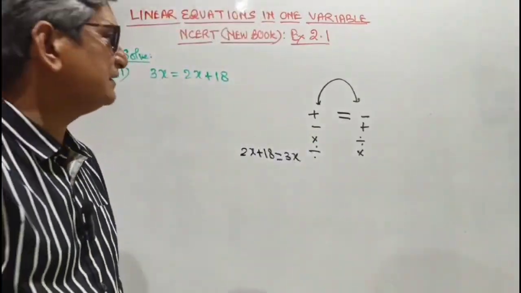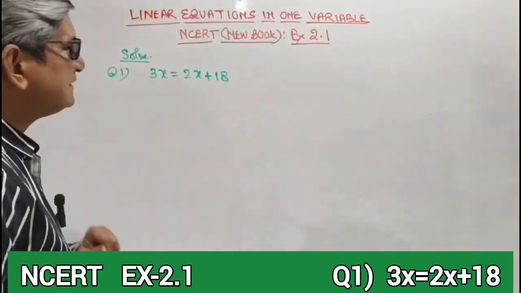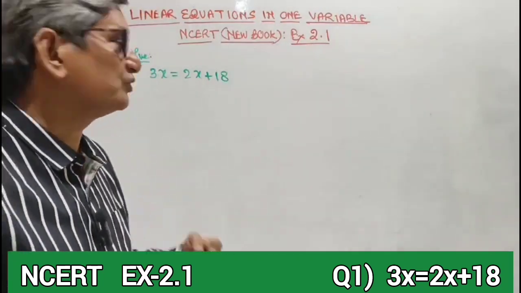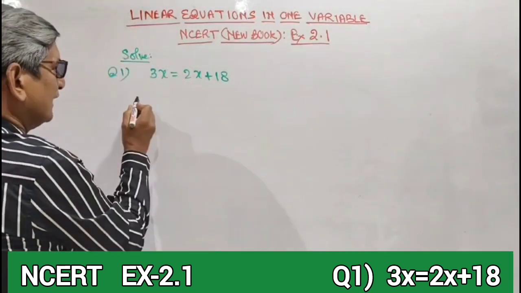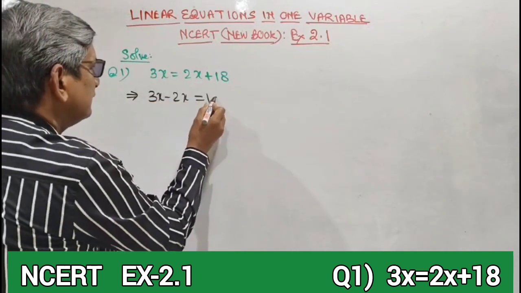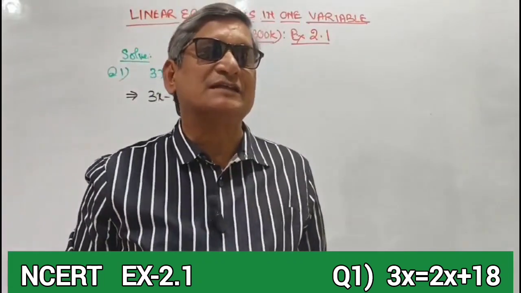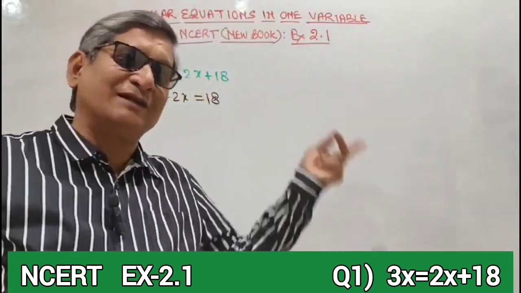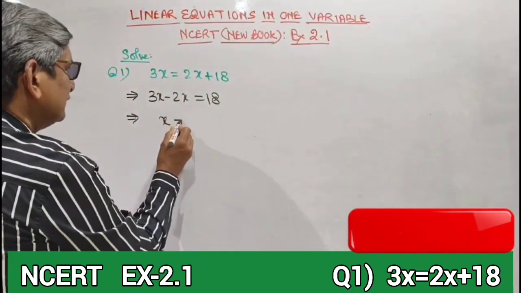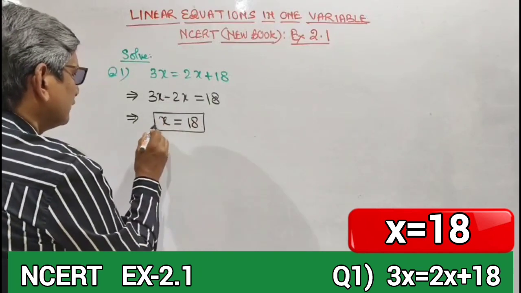We are going to solve this equation and find the value of the variable. In this case, the very first thing we do is try to get all the variables together. So we'll get this 2x to this side. What will we write? 3x minus 2x is equal to 18. This 2x has been shifted to the left hand side. In other words, you can say it has been transposed to the left hand side. So 3x minus 2x is equal to x. So x is equal to 18. So what is the solution?